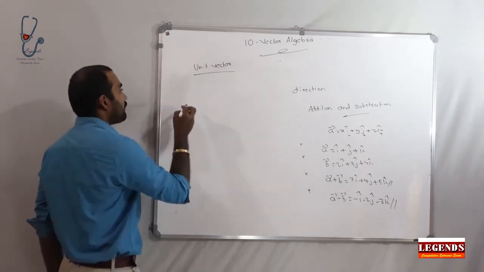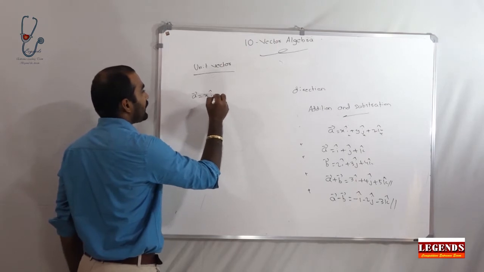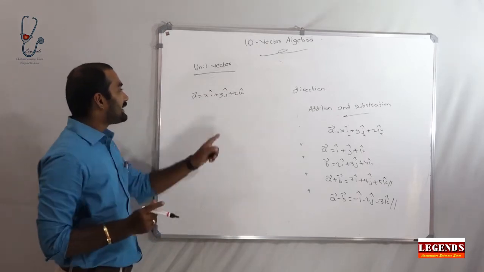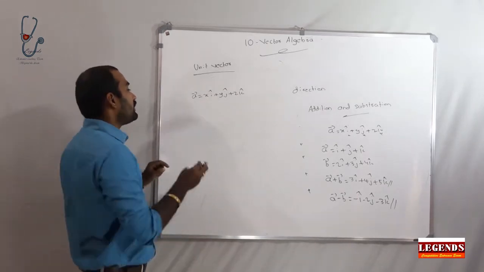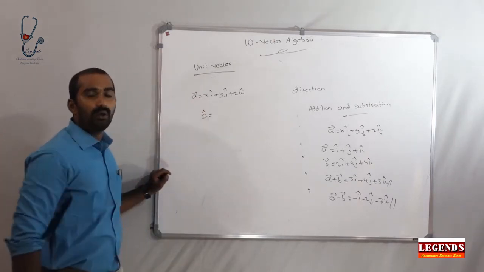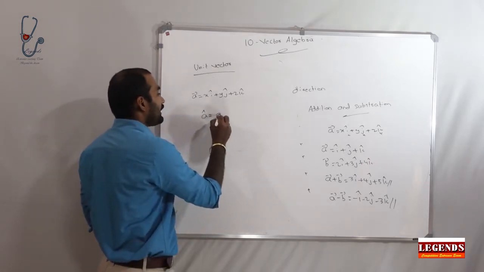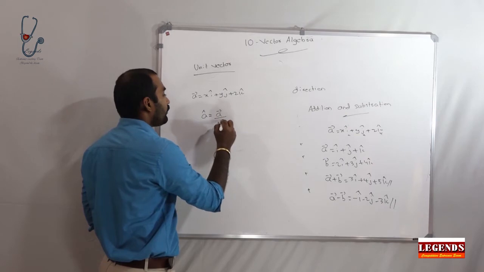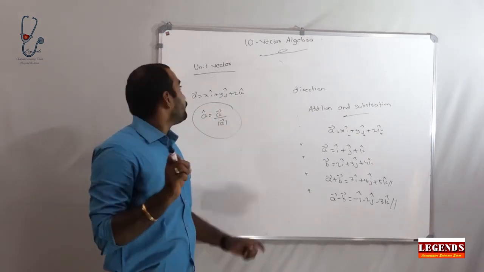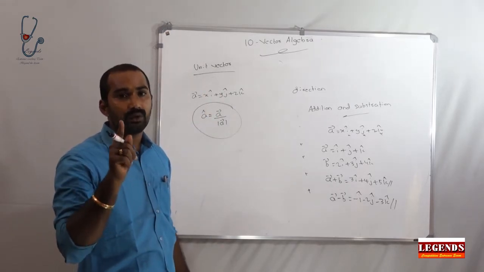Okay, for example, I am taking A vector is equal to xi plus yj plus zk. This is the general representation of any vector. The equation for finding the unit vector is A cap, which is equal to A vector divided by the magnitude of A. That means the unit vector can be found out only by converting the given vectors into a vector.